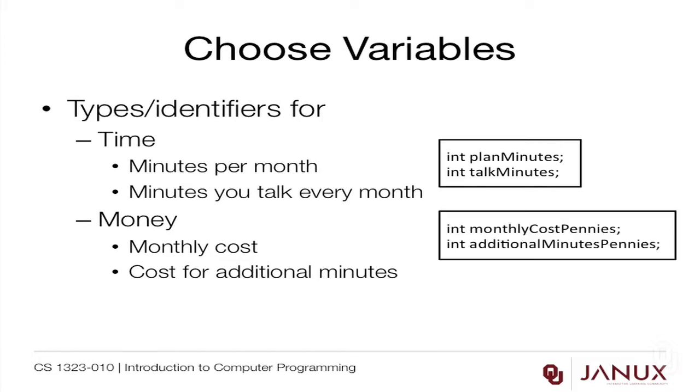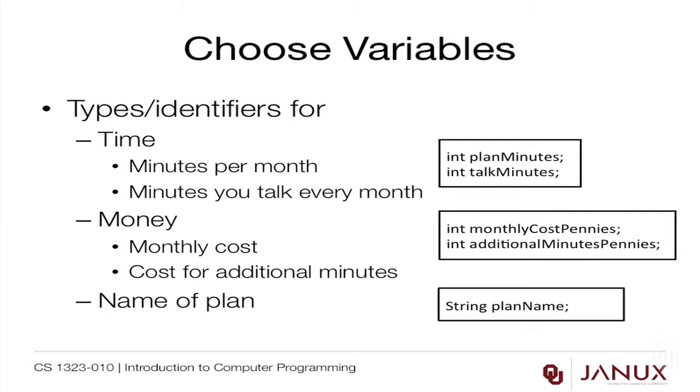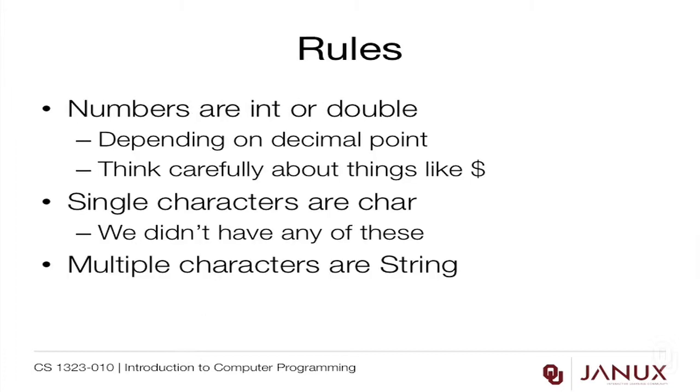They should be ints. So we'll have int monthlyCostPennies and int additionalMinutePennies. Notice that I've put the unit in the name of the variable. This helps you remember that you stored it in pennies instead of thinking that it's dollars later. And of course, we're going to need the name for a plan. That's going to be a string because there are multiple characters in it. So it will be string planName.